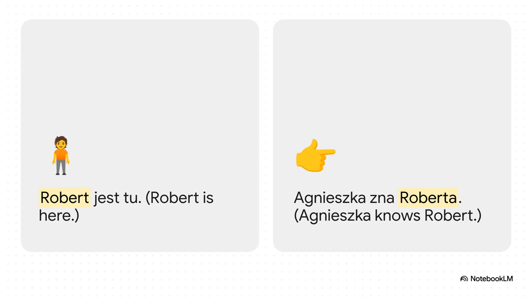All right, take a look at these two sentences. On the left, pretty straightforward. Robert jest tu. Robert is here. Got it. But look at the one on the right. Agnieszka zna Roberta. Agnieszka knows Robert. See that? It's the same guy, Robert, but his name literally changed. That little tweak to the ending, that's our clue.